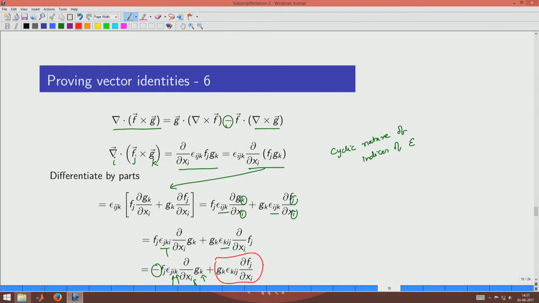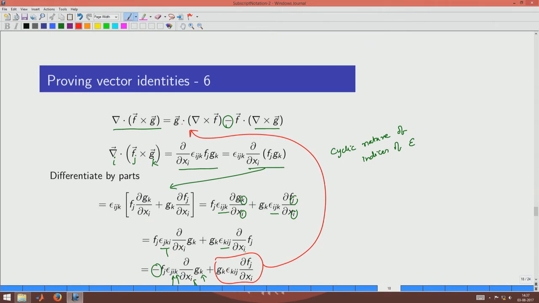and you can see that this term is matching with this term, because you could see that epsilon kij dou fj by dou xi is nothing but del cross f, and then k is the free index, and you are dotting with the g there because the k is matching there, and therefore, it is g dot that.